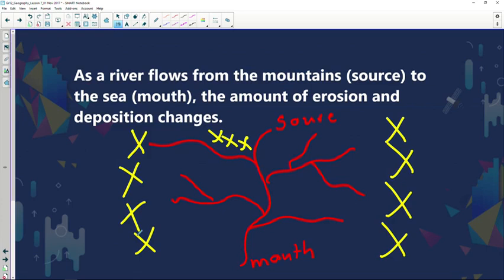Remember this one? This is known as a dendritic pattern. It looks the same as a tree, the branches of a tree. And obviously, because it's uniformly rock underneath, the same amount of erosion and weathering is taking place.